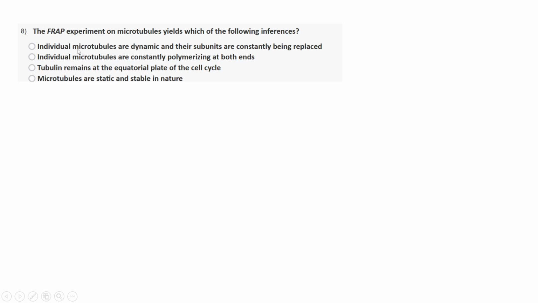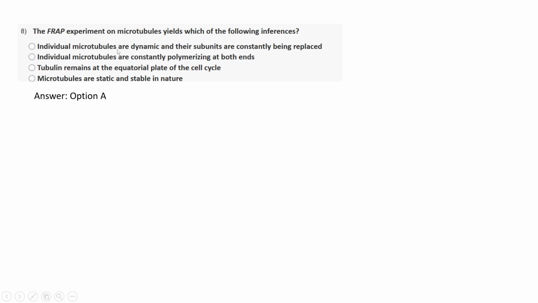So by this experiment, one can prove that the microtubules are dynamic and their subunits are constantly being replaced. For example, if you label the microtubules by a certain dye, and you do the photobleaching in a specific region, and after a certain point of time, you observe the fluorescence. Then you see that the photobleached regions are again fluorescing. So then you can speculate that because of the dynamic nature of the microtubule, the photobleached regions are being replaced by the adjacent regions in the microtubule. So option A is correct in this, that the FRAP experiment generally dictates the dynamic nature of the microtubules.